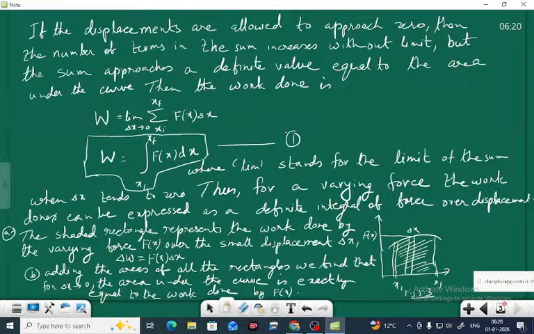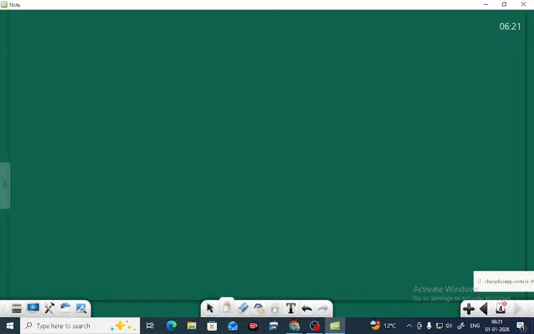Now we will find the work energy theorem for a variable force. In the previous class we have already learned the work energy theorem for a constant force. Now we are getting another important thing, that is the work energy theorem for a variable force, right? Let us find what that is.